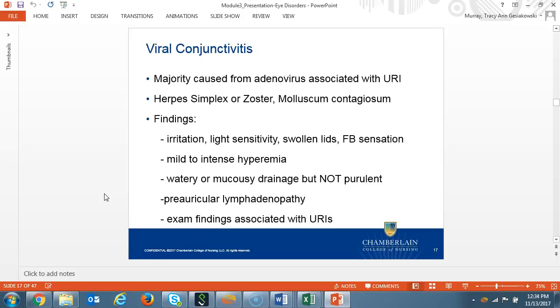There are often enlarged tender preauricular lymph nodes on the affected side, and patients will have other nonspecific physical exam findings associated with an upper respiratory infection, such as a red throat, nasal drainage, ear infection, and so on.